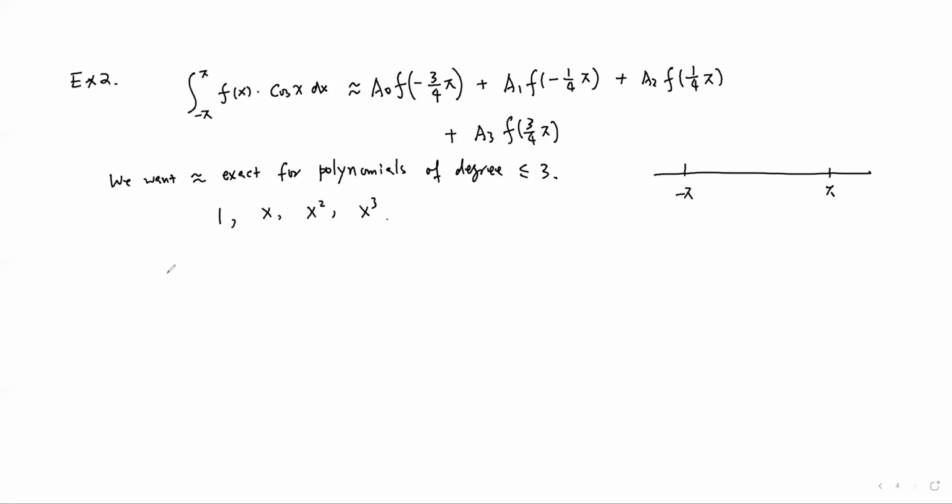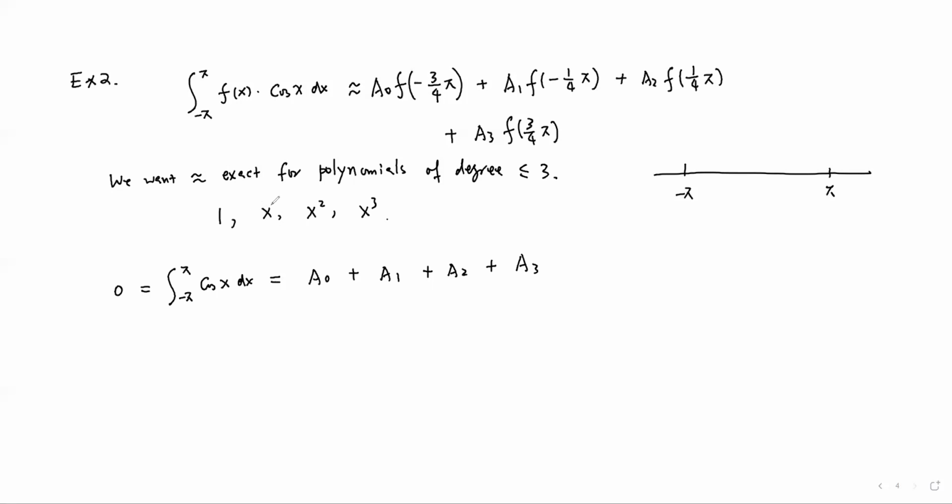Okay. Now, let me plug in 1 for f. Our function is 1, so the integral is cosine x dx. Now, the approximation is exact. The function is 1, so the right side is this sum. This integral is computable. It is 0. This is the first equation.